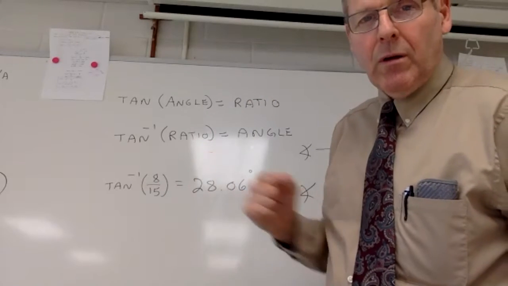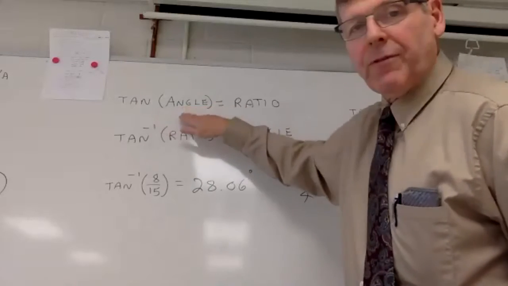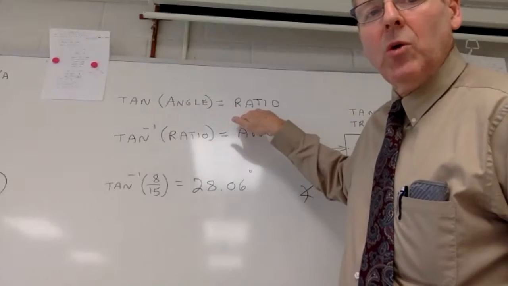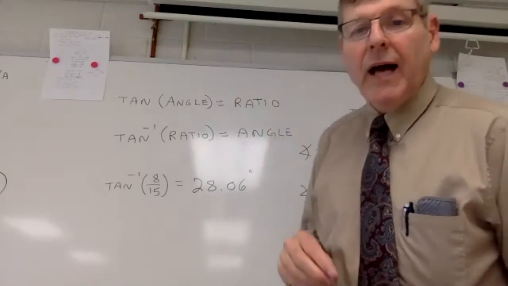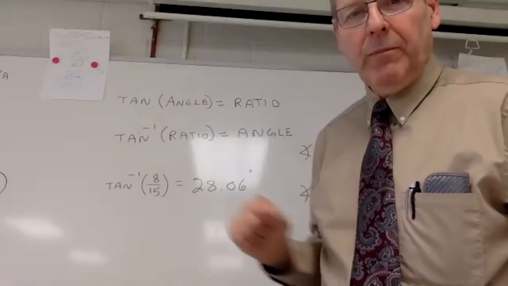Okay, does that make sense? Yes. When you take the tangent of 30, you're taking the tangent of 30 degrees and it's telling you what ratio that is. Your calculator's not going to express it as 1/3. It's just going to say 0.333.